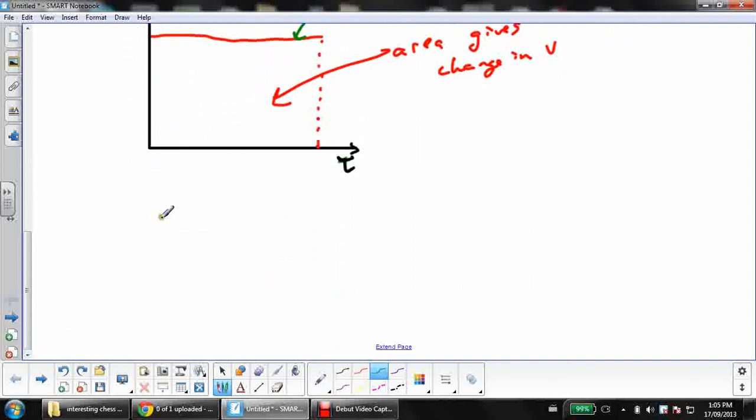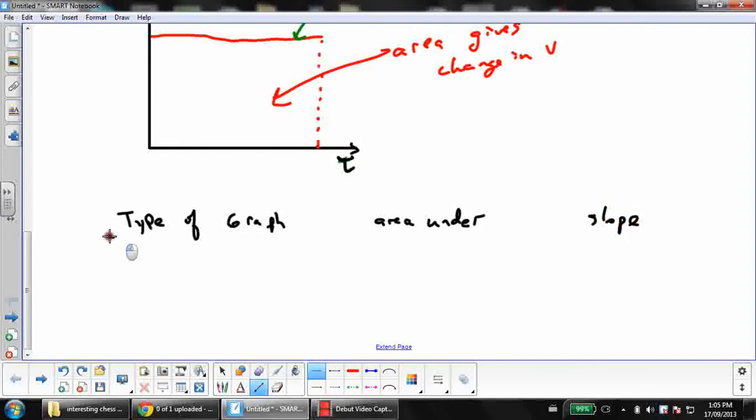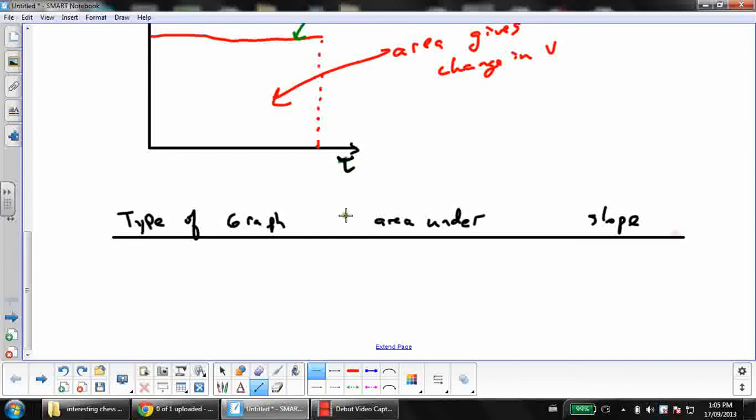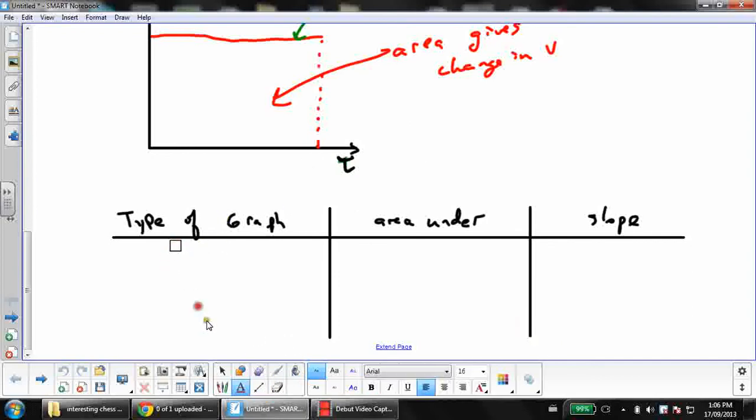So make a little chart here. Type of graph, area under, and slope. You should probably have a copy of this in your notes. So you should probably make a copy of this so that you have all the information that you need.